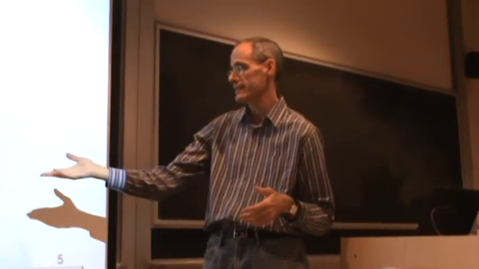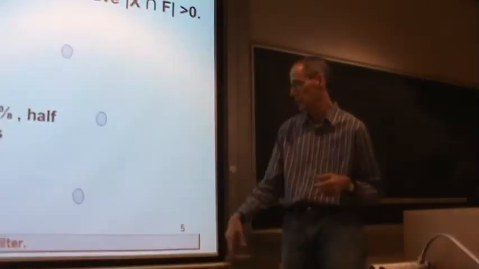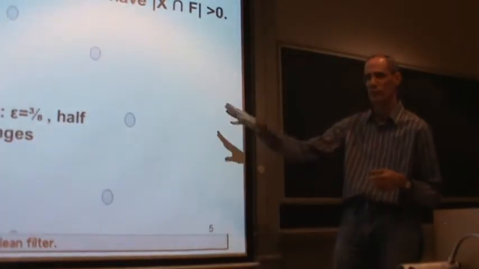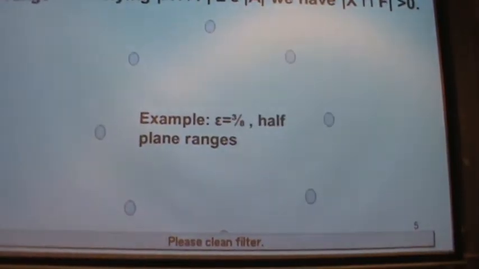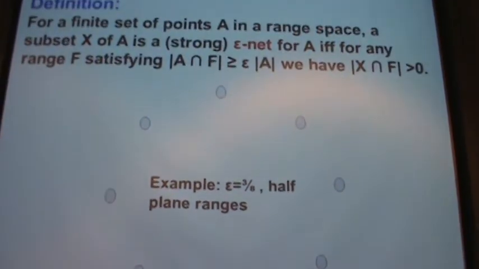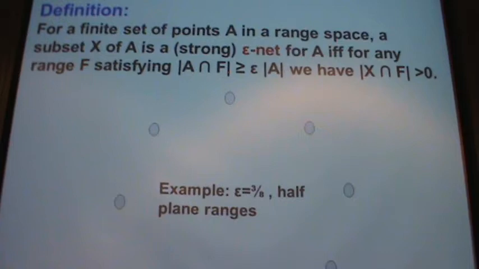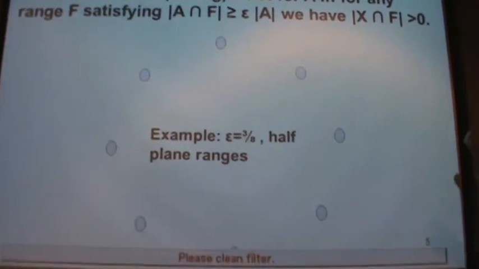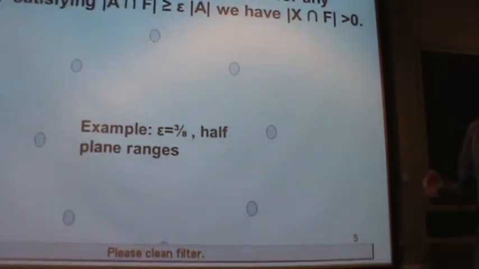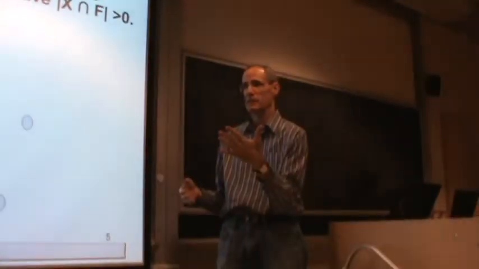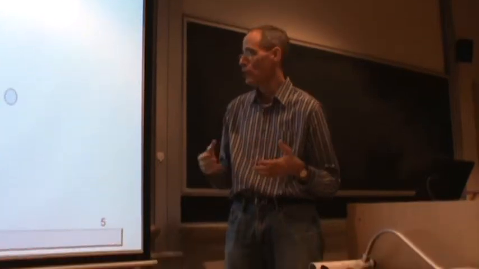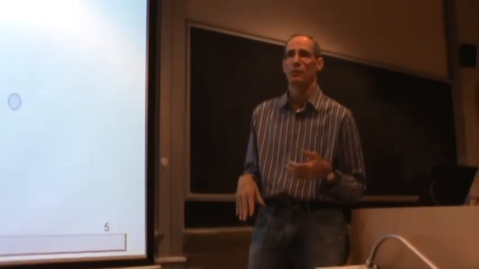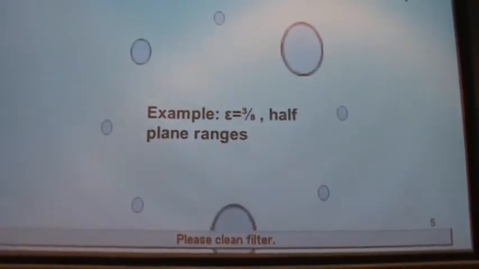So you see here a set of 8 points. I mean, you see half of the bottom one of them, but you see all the others. And suppose that our epsilon is 3/8, and the ranges are half-plane ranges. So what we want is to pick some subset of this set of points so that every half-plane that contains at least 3 of the points, because this is 3/8 fraction of this 8, will contain at least one point of the subset x. And here is this subset, so we make the points bigger.